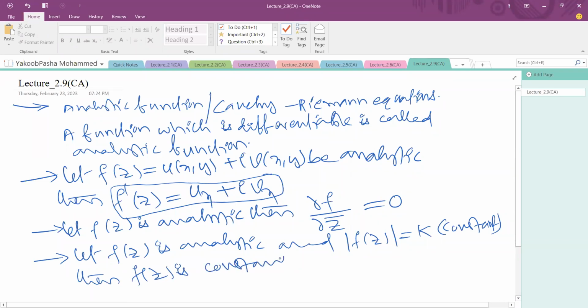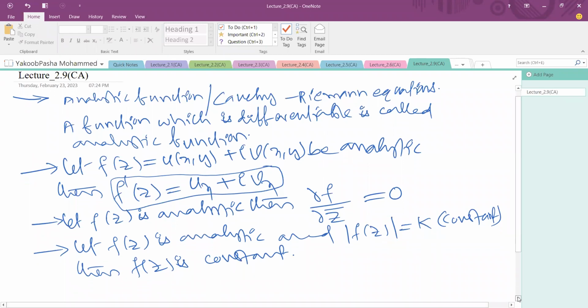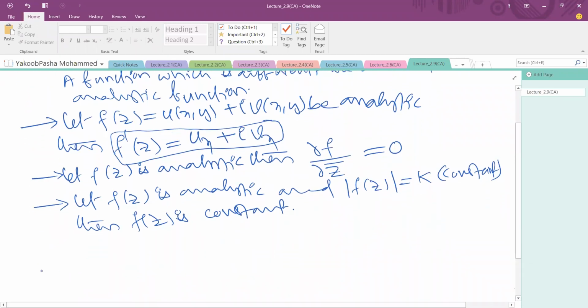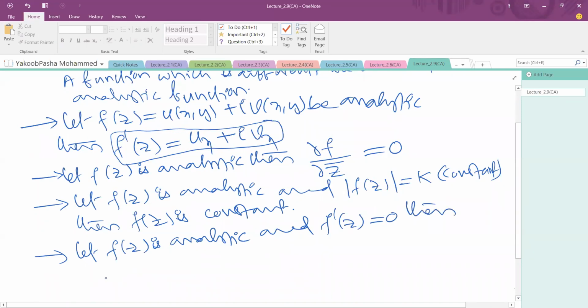We have different methods for this. The constant function: suppose the first derivative is 0, f dash of z equal to 0, then f of z. Let f of z be analytic, and the first derivative f dash of z is 0. In this case, the function f of z is constant.